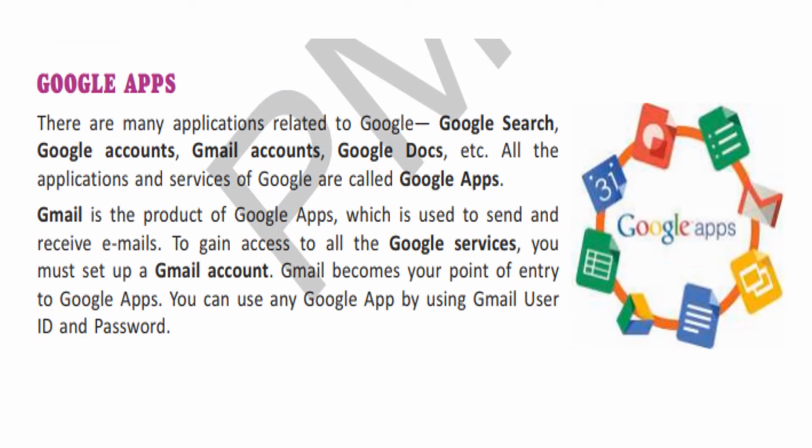Children, there are so many apps which we are using by Google, like Google Search, Google Accounts, Gmail account, Google Docs, etc. But how can we use them? Where is the entry point? We should have a Google account, a Gmail account. Then we can use the Google services. So first we have to make a Gmail account, then an email address on Gmail. Then we can use all the applications of Google by using the user ID and password of Gmail.